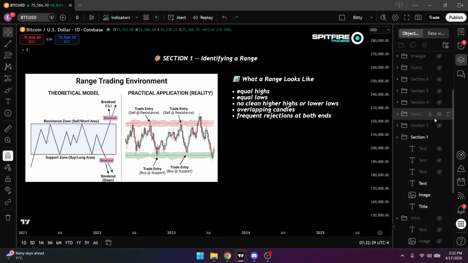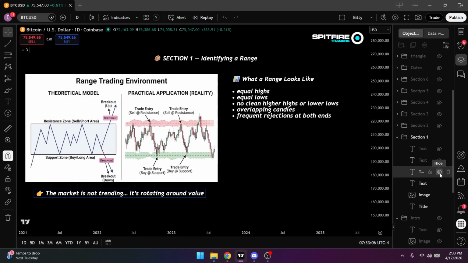Instead of clean moves, you'll see price bounce back and forth. This tells you one important thing. The market is not trending, it's rotating around value. Neither buyers nor sellers are in control, and that's why trend strategies usually fail here.